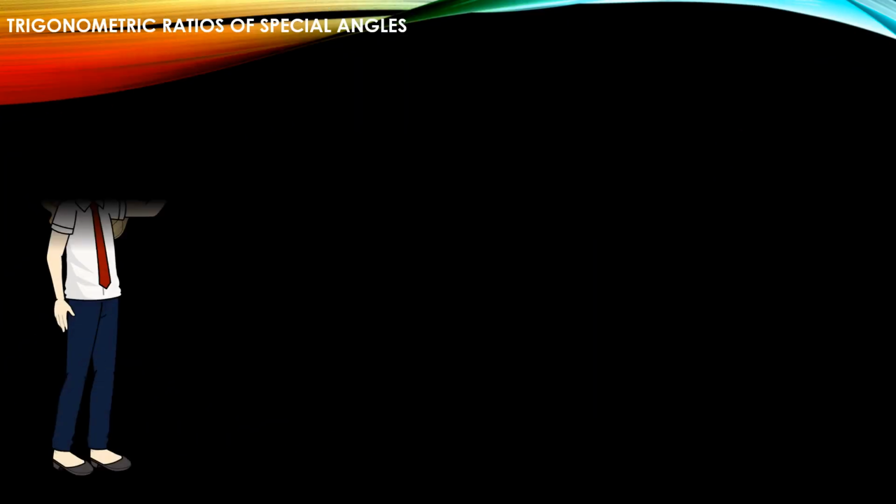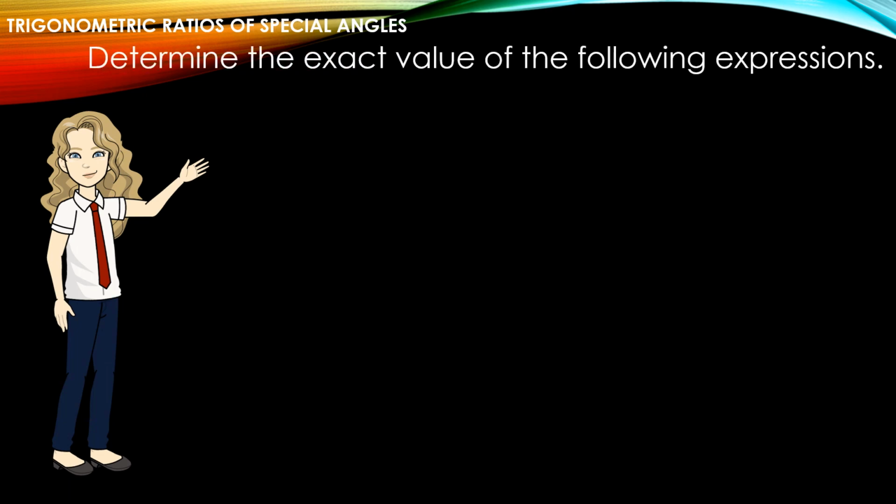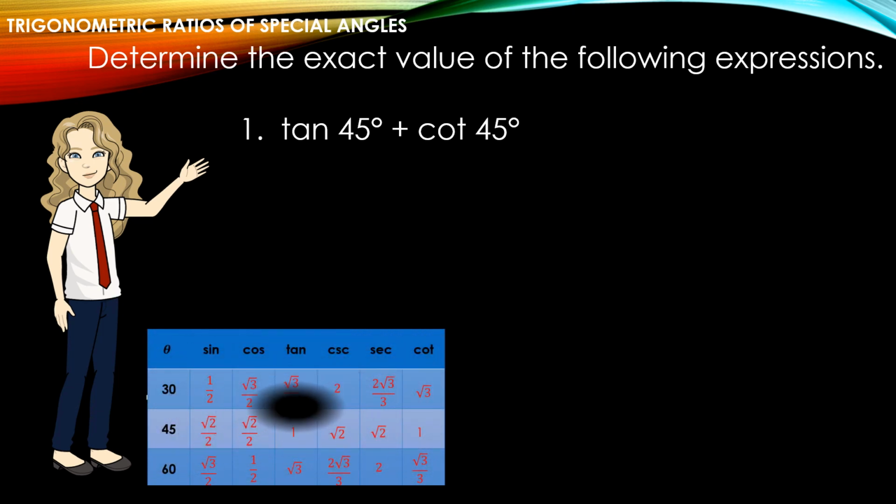Okay, so now, after we discussed the special angles, we have to determine the exact value of the following expressions using the special angles. Number 1: tangent 45 degrees plus cotangent 45 degrees. So we're going to look for the value of tangent 45 degrees. Tangent 45 is equal to 1. And cotangent 45 is also 1. So 1 plus 1 is equal to 2. So the answer is 2.